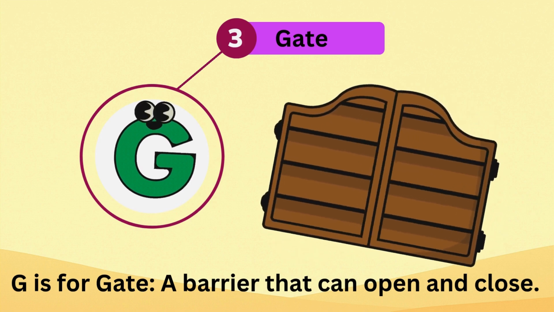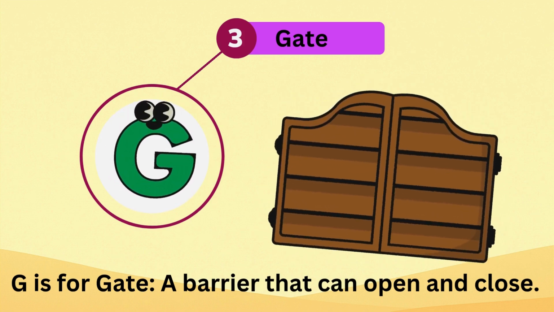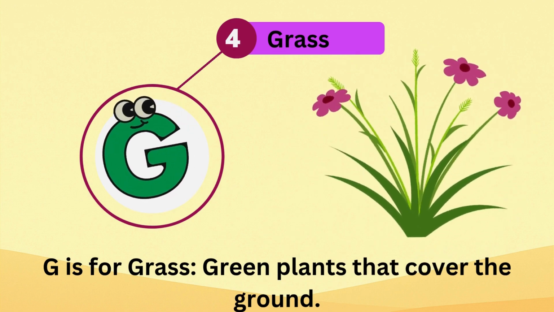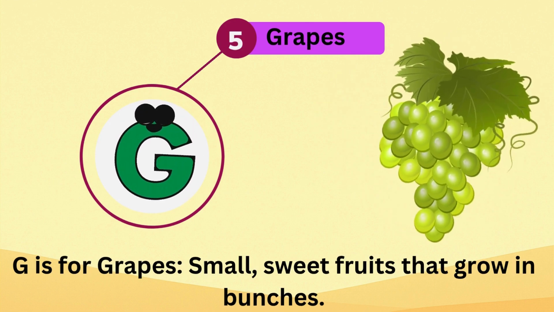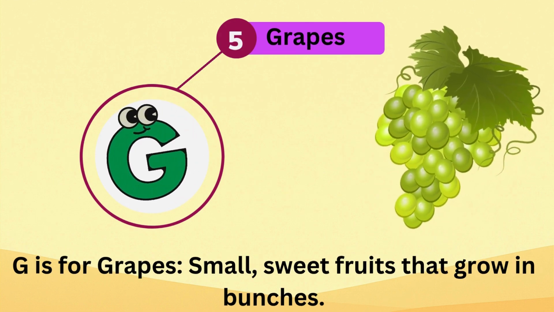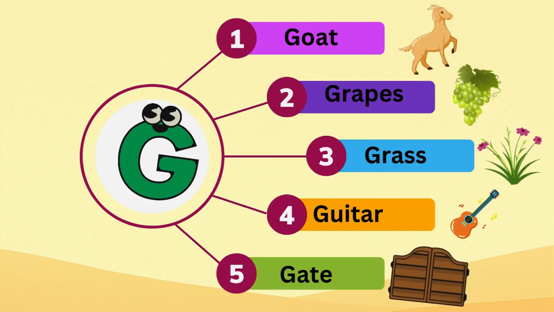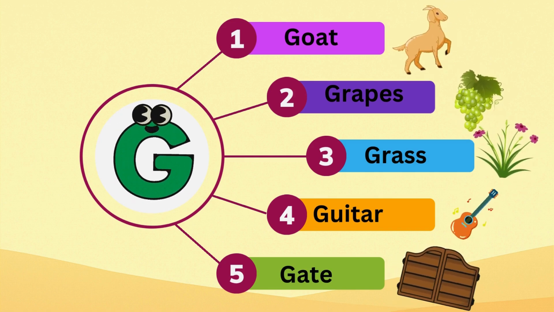G is for gate, a barrier that can open and close. G is for grass, green plants that cover the ground. G is for grapes, small, sweet fruits that grow in bunches. G is for goat, grapes, grass, guitar, and gate.